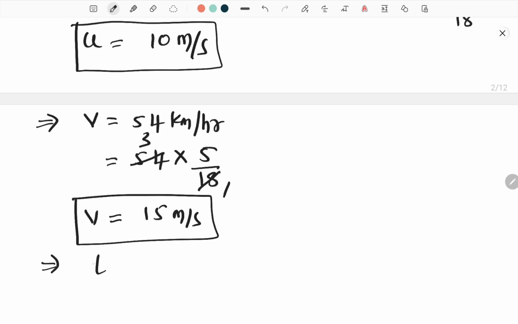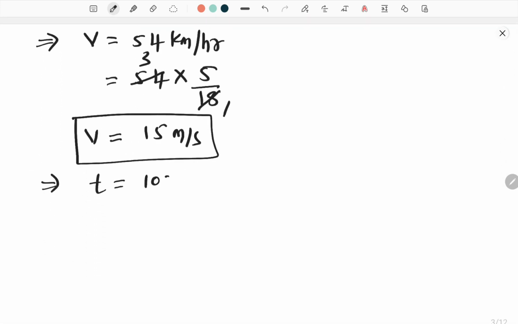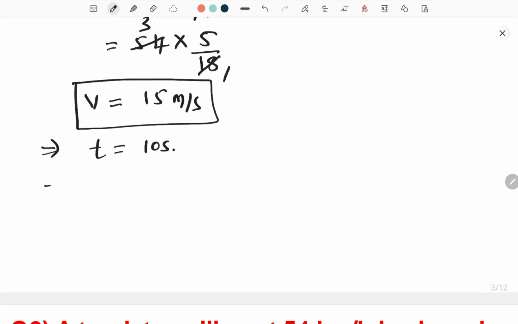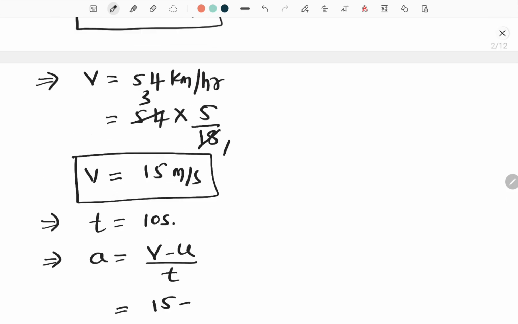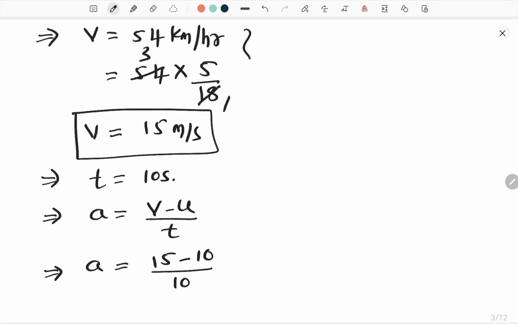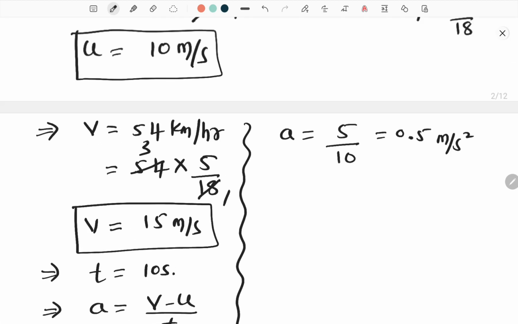Now the time period is also given. What is the time period? The time period is given as 10 seconds, so we are going to take that as 10 seconds. Now they are asking us about acceleration. What is the formula? Acceleration is equal to final velocity minus initial velocity divided by time period. Final velocity is 15, initial velocity is 10, divided by the time period of 10 seconds. Acceleration is equal to 15 minus 10, which is 5, divided by 10. So that is 0.5 meter per second square. So this is the acceleration.